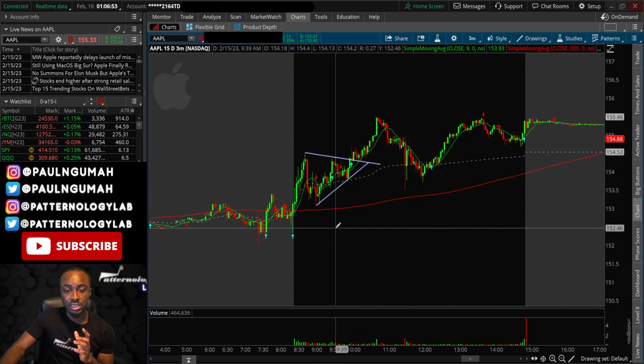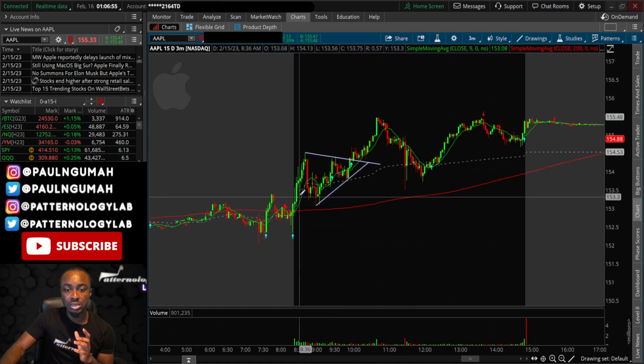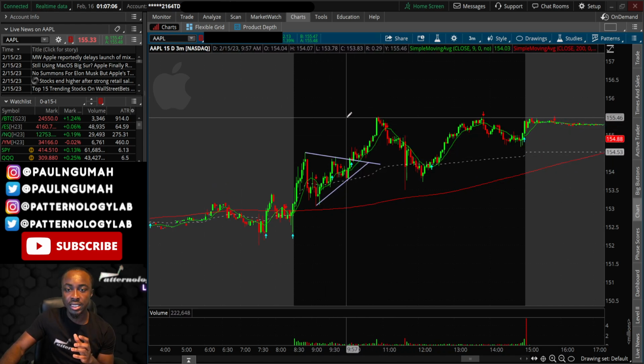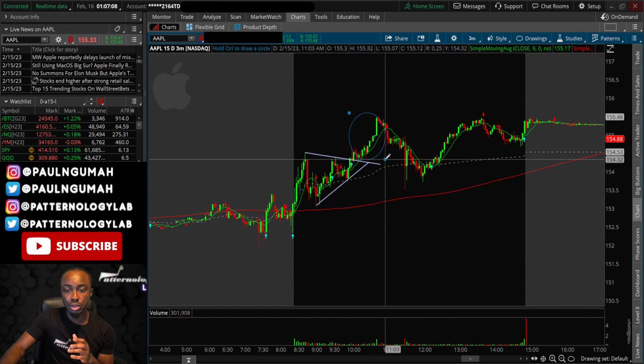If you're still unclear about it, it goes like this and it drops like that, consolidates, and then it breaks out. And the potential, the money-making potential is right over here. It's in this region. This is the move to capitalize off of.